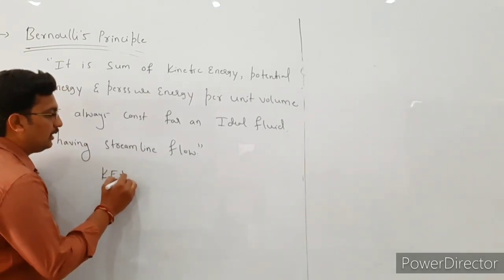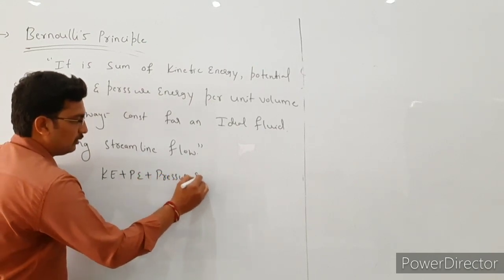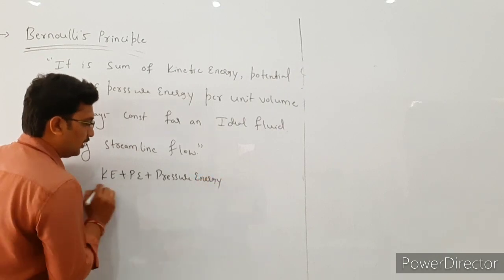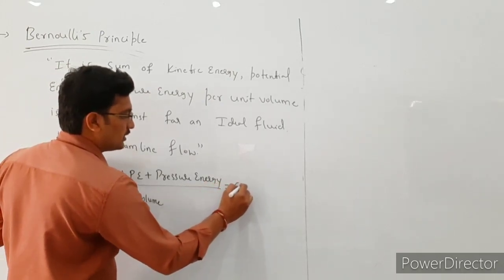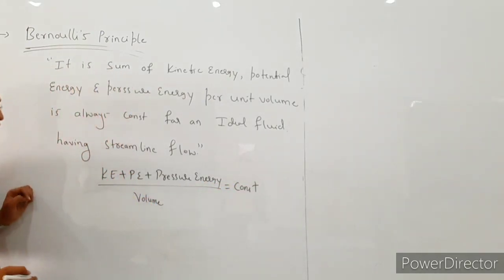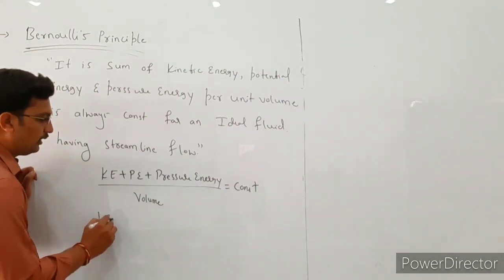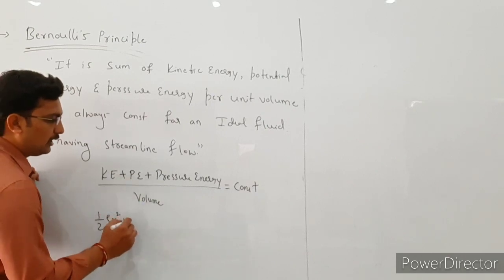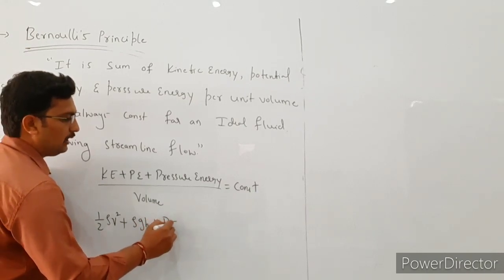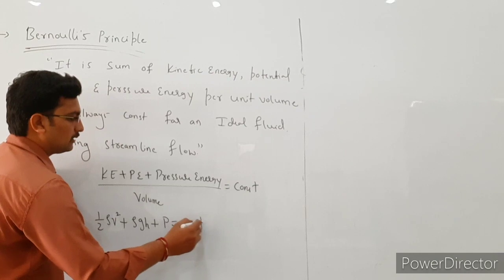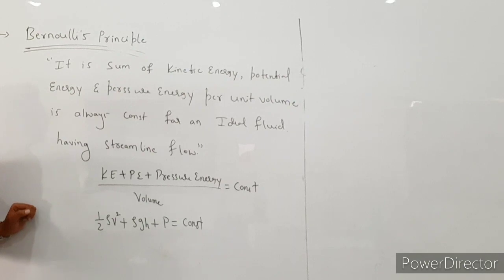Because here kinetic energy plus potential energy plus pressure energy per unit volume is equal to constant. Already we know that the kinetic energy per unit volume expression is 1 by 2 rho v square, plus potential energy, that is rho gh, plus pressure energy per unit volume, that is P, is equal to constant. P plus rho gh plus 1 by 2 rho v square is equal to constant.